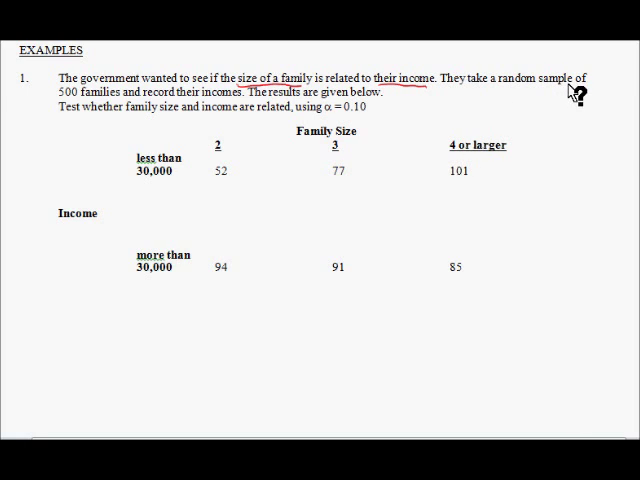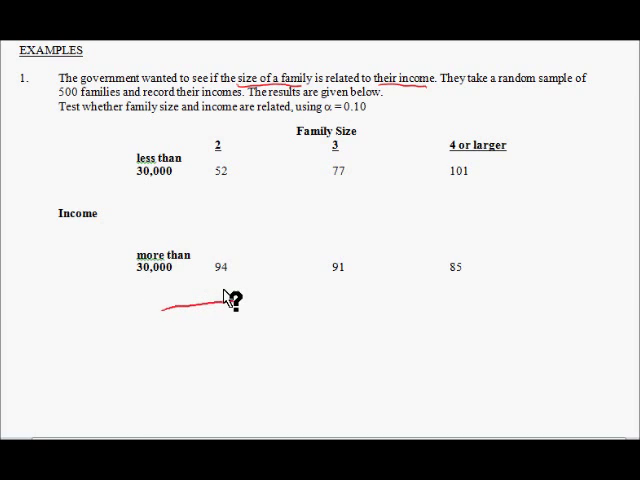The government takes a random sample of 500 families and records their incomes. The results are given to you below. Test whether family size and income are related using alpha 0.01. So for you guys, to make things easier, I'll give you a table of the summarized results, rather than just giving you the raw 500 values. I will break them up into groups, which will make things easier.